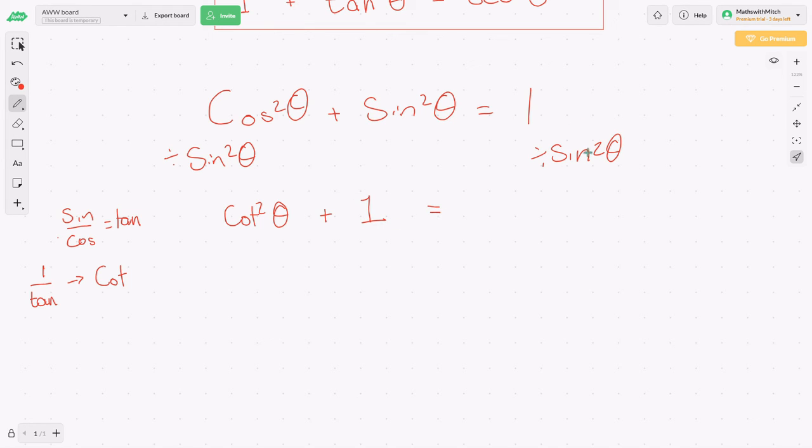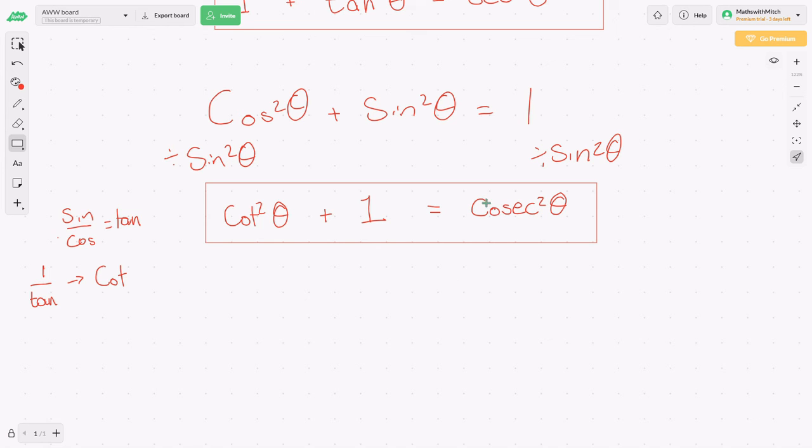And this time we have the reciprocal of sine. So the reciprocal of sine is cosec. So we're going to have cosec squared theta. So that is where we get that third identity.